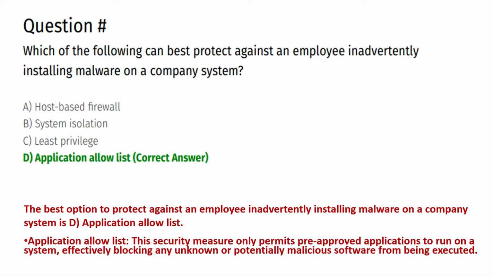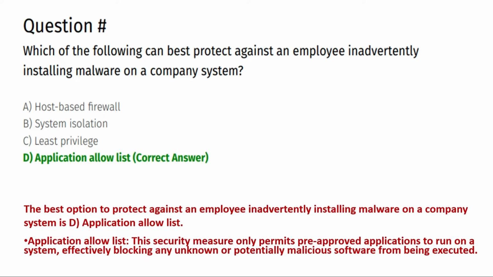And the next question is, which of the following can best protect against an employee inadvertently installing malware on a company system? Option A, host-based firewall. Option B, system isolation. Option C, least privilege. Option D, application allow list. And the correct answer for this question is application allow list. So let's check the explanation.